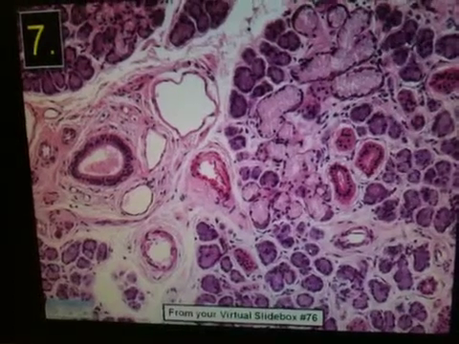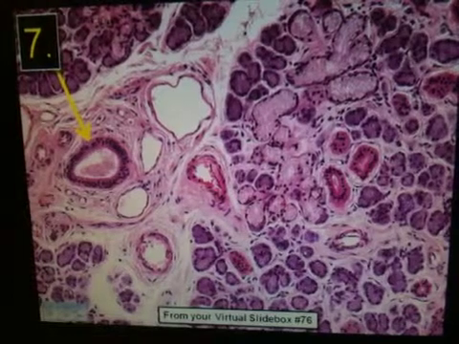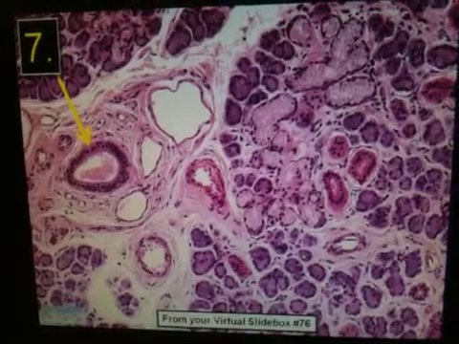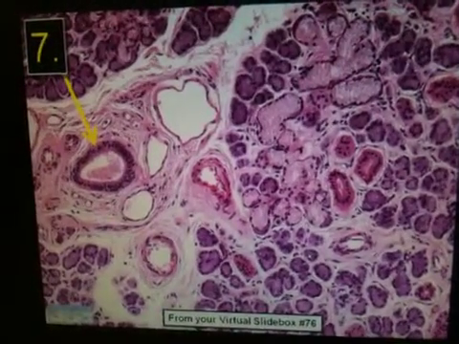Question 7. What part of what organ is indicated by the yellow arrow?